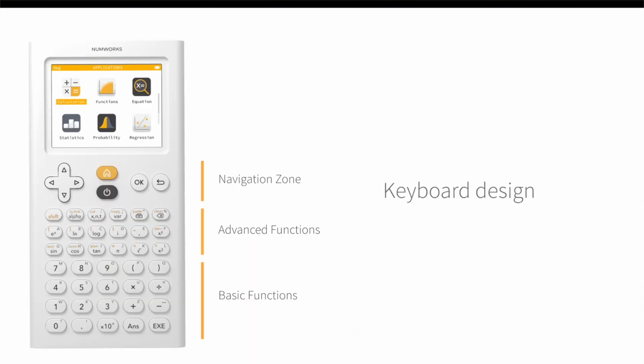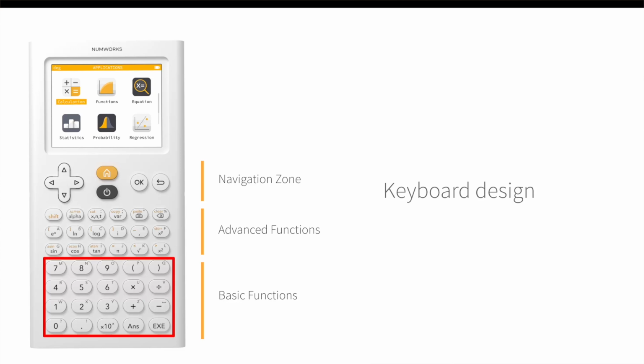First, let's familiarize ourselves with the keyboard, which is arranged in 3 different zones. At the bottom, we have our number pad and basic operations like addition and subtraction. In the bottom right corner is EXE, which stands for execute, and the answer button, which reuses the previous answer. Something you might notice is that there is no separate negative key. Instead, the minus key works as both subtraction and indicating a negative value, with no need for syntax errors.